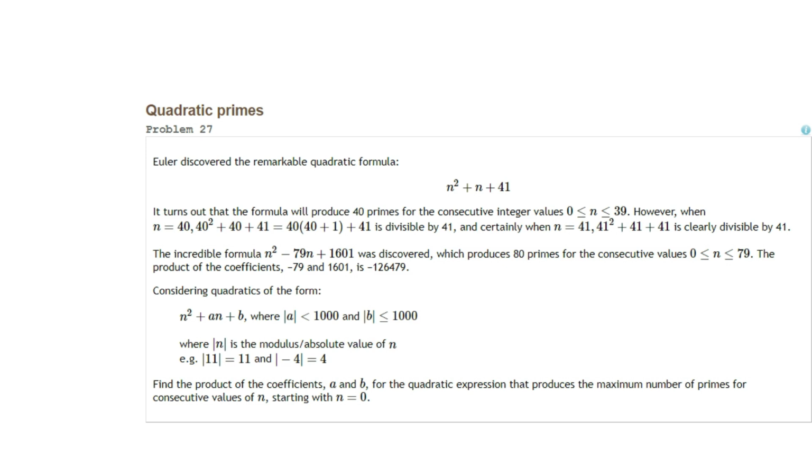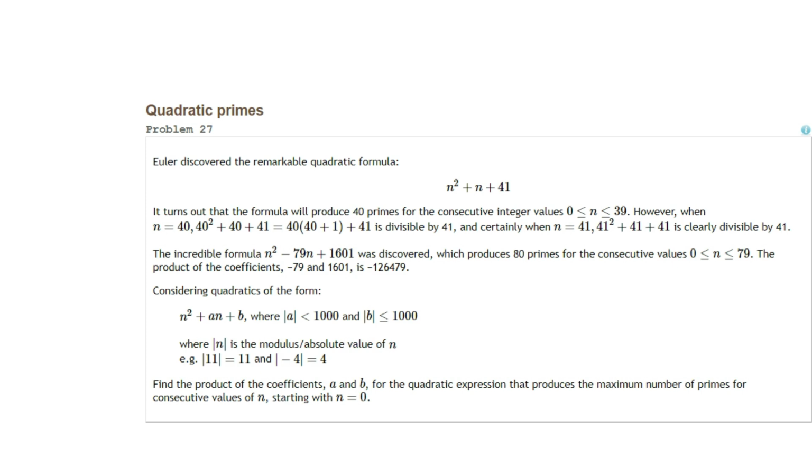However, when n reaches 40, 40 squared plus 40 plus 41 is divisible by 41, and as we can clearly see, if we set n to be 41, so when we set n to be equal to the integer coefficient, then we will get a value that is clearly divisible by n.